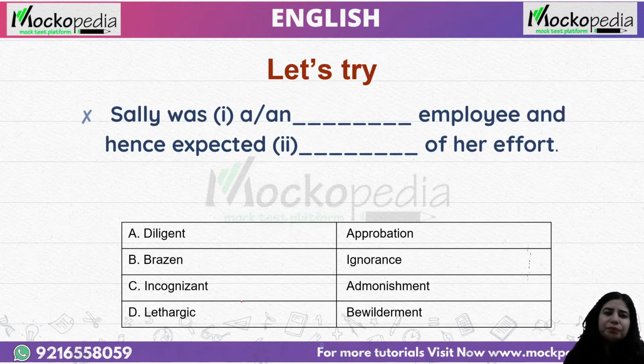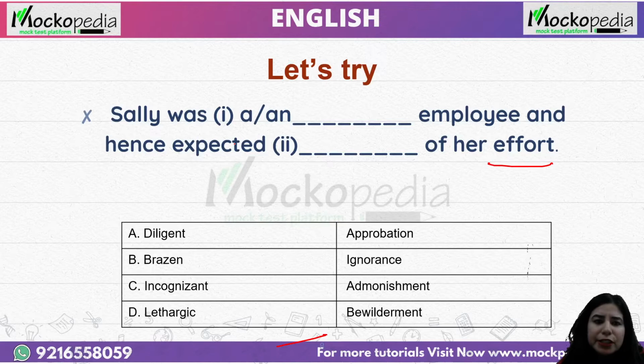Okay, so let's discuss. Sally was a dash employee, so I can't solve this blank, right? Because this is not giving me any information. So we can move to the second blank. This is what I was trying to explain, that it is not always necessary that you solve the blank in the order in which they appear. You can twist and turn and start with the blank that is easy to start, and hence expected dash of her effort. So we are going to understand that she's putting an effort, and there's this transition, hence expected what, appreciation of her effort, right?